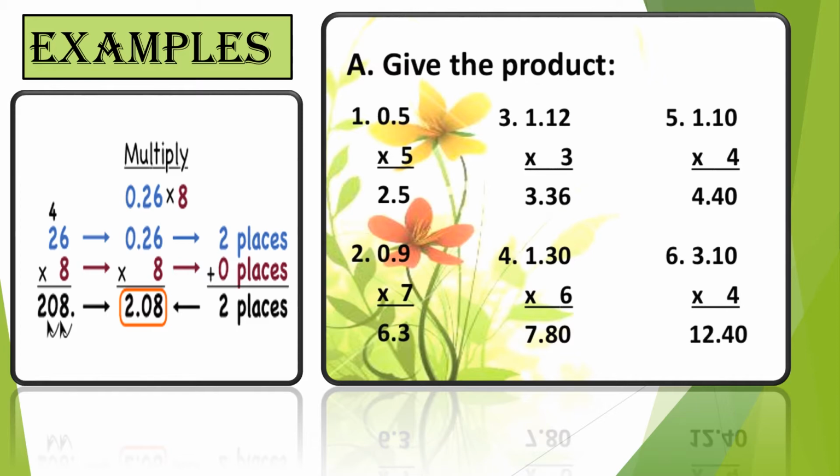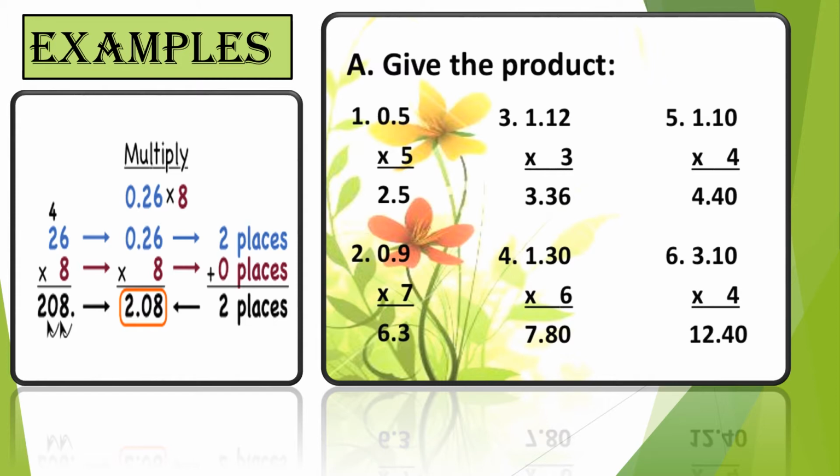One more example, 1.10 into 4. So you are multiplying the number with 4. So 4 zeros are 0, 4 ones are 4, 4 ones are 4. But the decimal is after two places. So in the answer also the decimal will be after two places. The answer is 4.40.